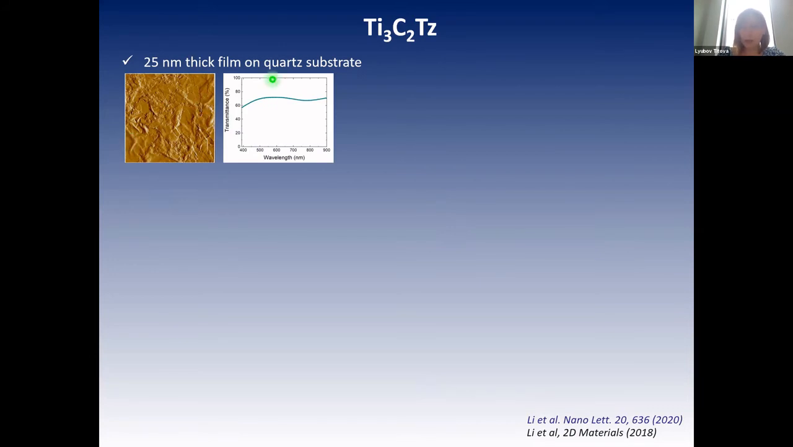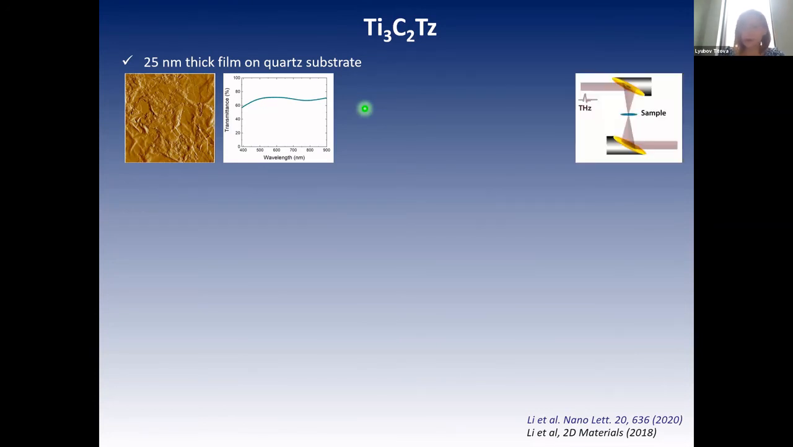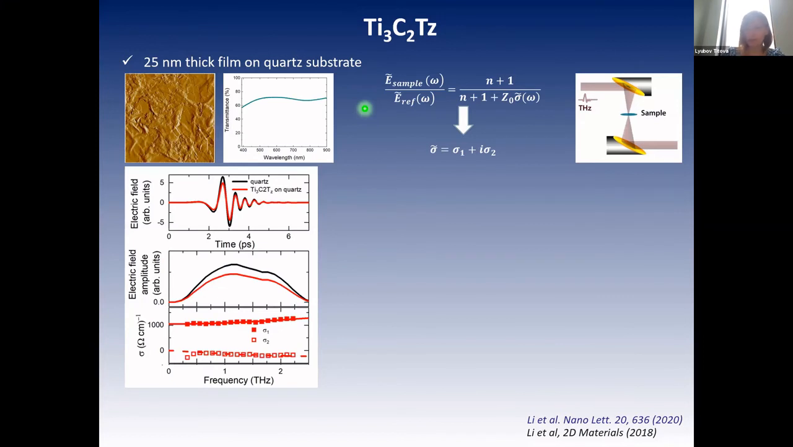What I'm showing you here is their optical transmission UV-vis spectrum, and it shows that the transmission of the film varies between 60% and 70% in the visible range. Okay, so we have, of course, investigated the properties of this film using terahertz spectroscopy in the transmission configuration. These are the results that we find.